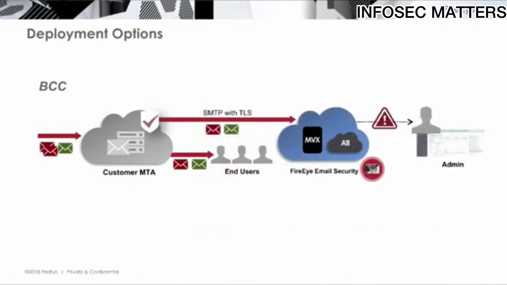The second method is BCC, or out-of-band, where there would be no change in the customer's email flow and no change in the MX record. Simply within the customer MTA, a BCC rule would be created which would forward a copy of all the supposedly clean email via SMTP to the FireEye cloud, where we would then do our advanced analytics with the advanced threat intelligence and then feed the alerts to the administrators.